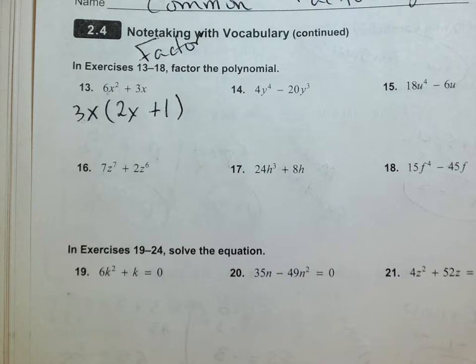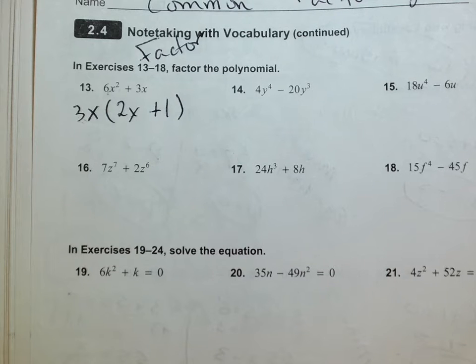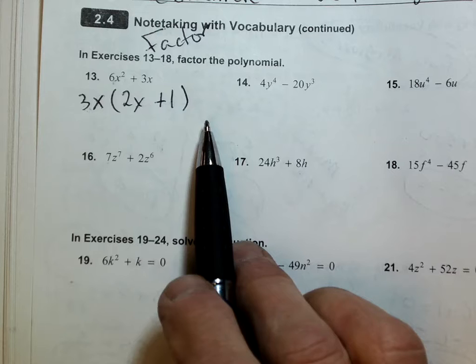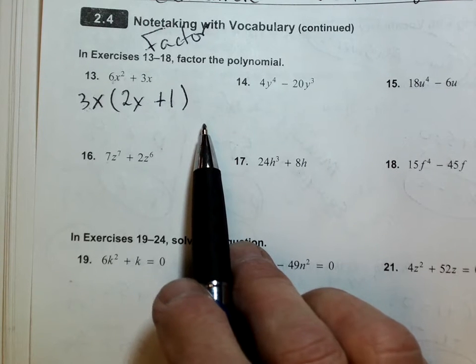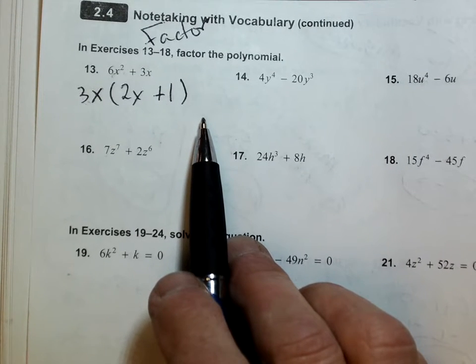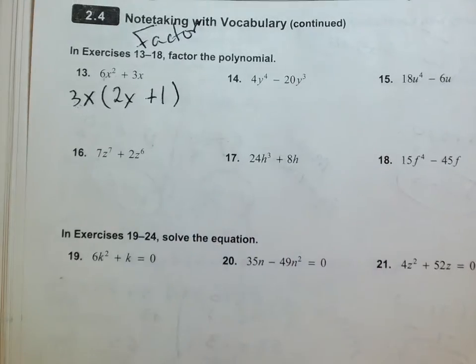Okay, now, that's factored, right? There's no equal sign, so we don't need to solve. It's just factored, okay? All right.